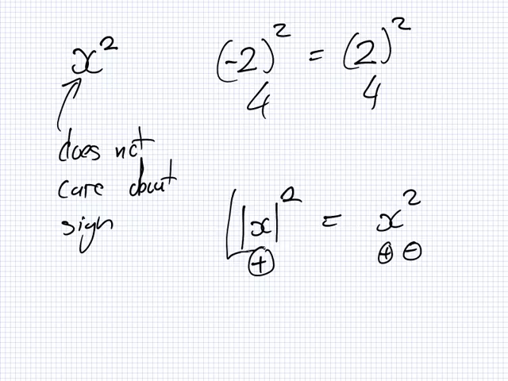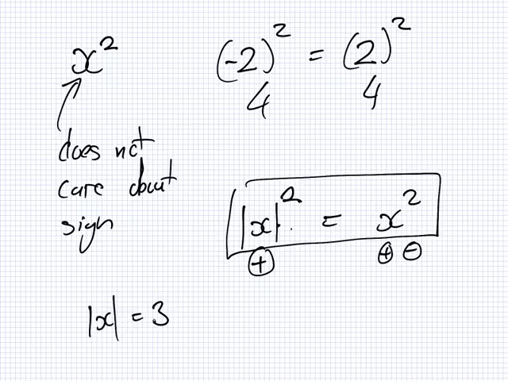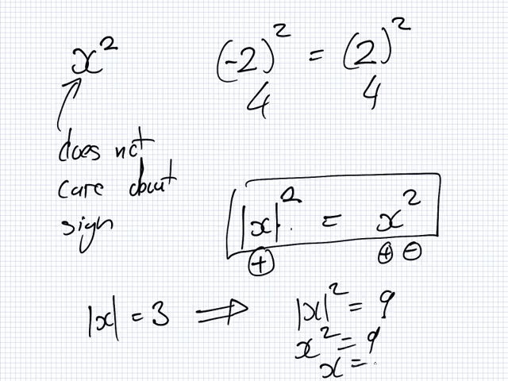So in other words, the way we can get rid of a modulus is by squaring. So if you have, for example, the modulus of x is equal to 3, you can square that and get modulus of x squared equals 9, or just x squared equals 9. So what does x equal? Plus or minus 3, which of course makes sense. So this is how we can cancel a modulus, by squaring. Please make note of that.